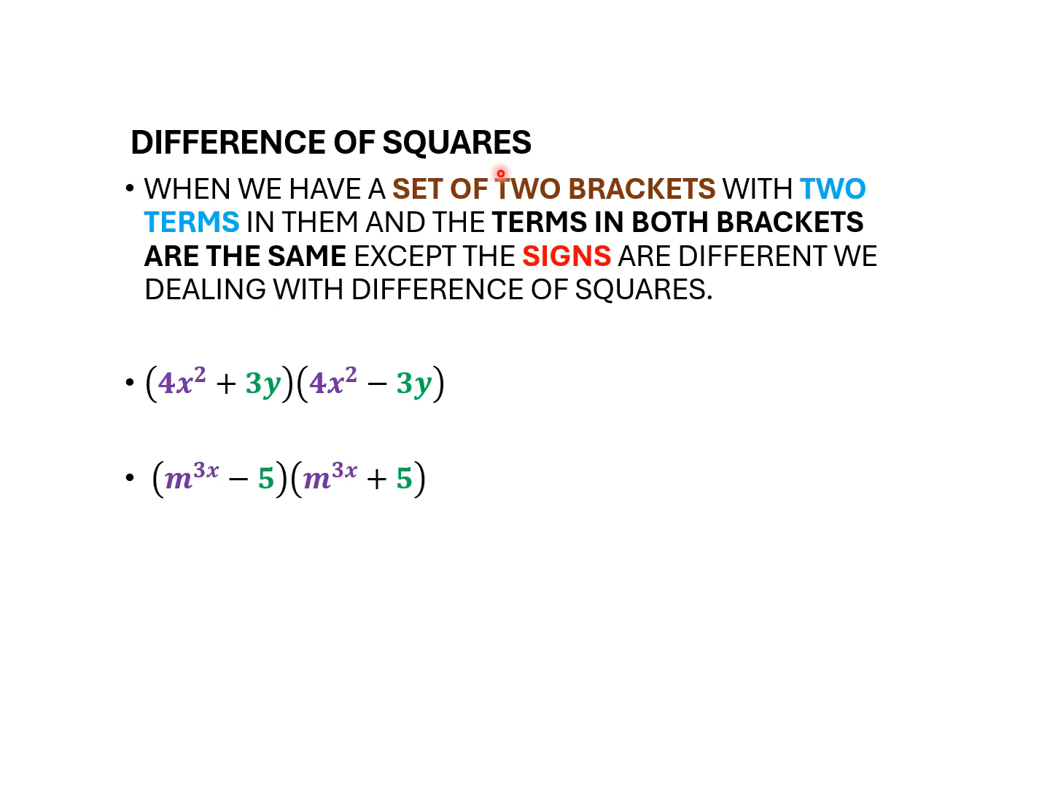Right, the difference of squares is when you have a set of two brackets with two terms in each. The terms in both brackets are the same, so there you see I have 4x squared, 4x squared, 3y, 3y, m^3x, m^3x, 5, 5, except the signs are different: positive, negative. Then we say we're dealing with difference of squares. The reason I'm going through it piece by piece is because it has a specific way we're going to multiply it out, or find the products.